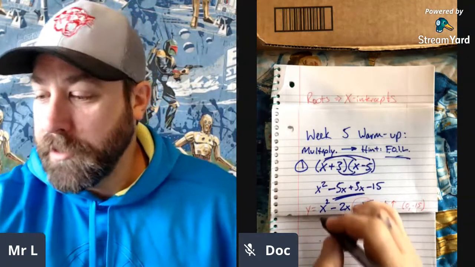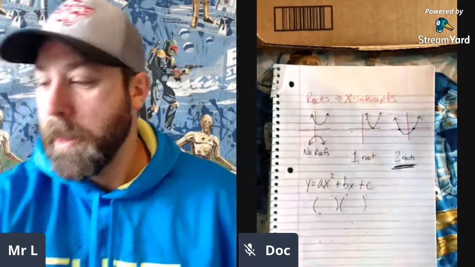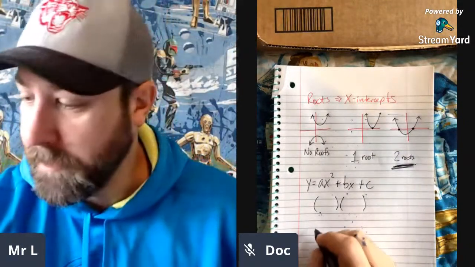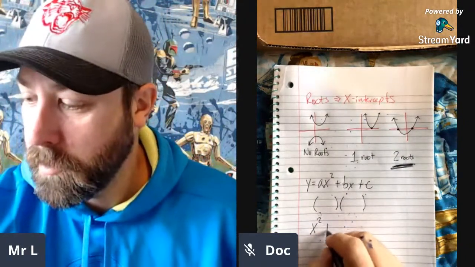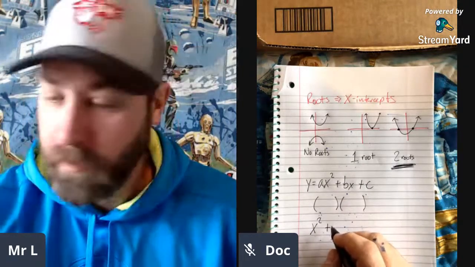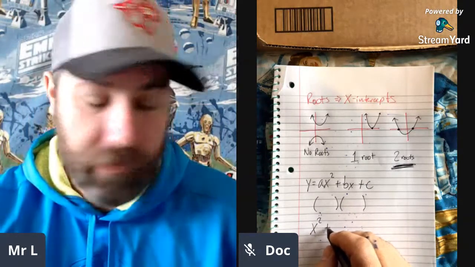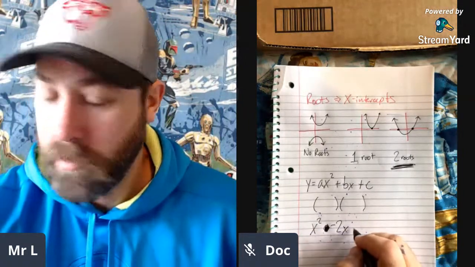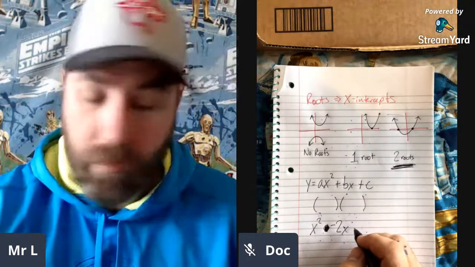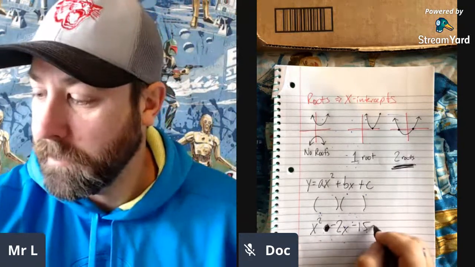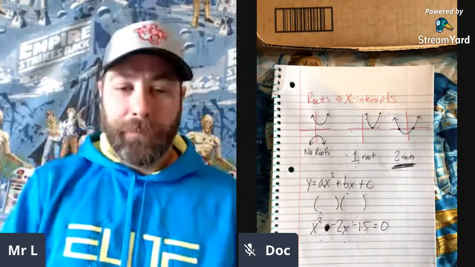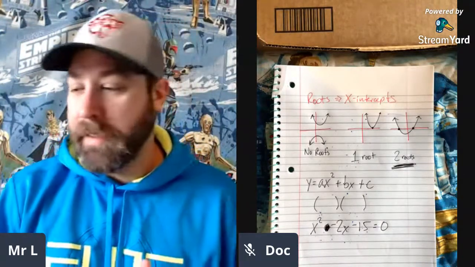What you want to do, let me just rewrite this here. x squared, oops, should be a minus 2x. Apologies. Minus 15 equals 0. So first, why do we set it equal to 0?